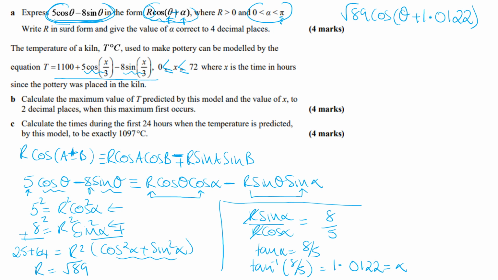So part B is asking us to calculate the maximum value that t can predict and find the time when this occurs. So instead of having t written in here, because we've just found that that can be expressed in this single ratio in terms of cos, we can rewrite that t is equal to 1100 plus, then the 5 times the cos of the angle is going to be root 89 cos.